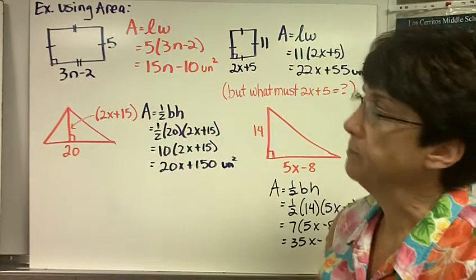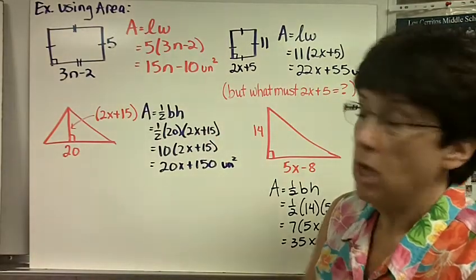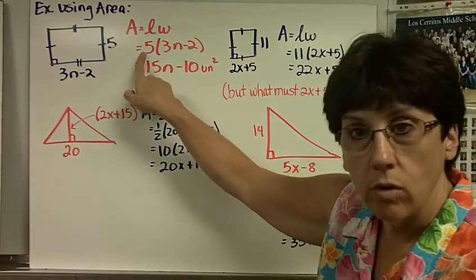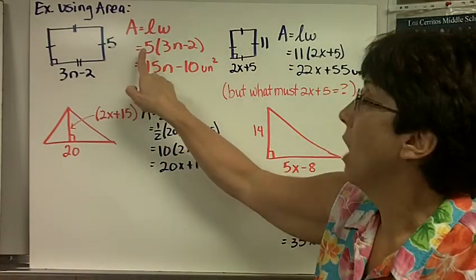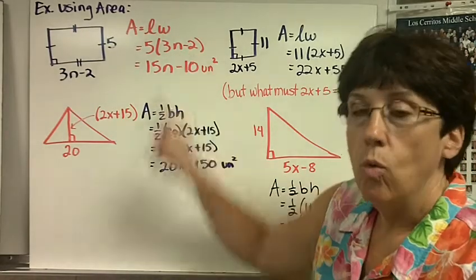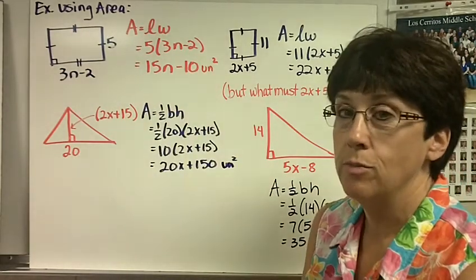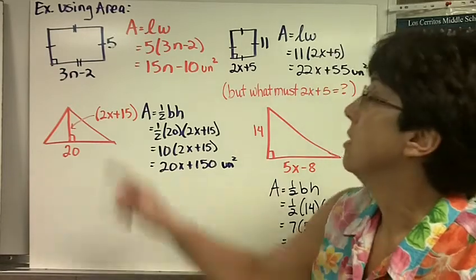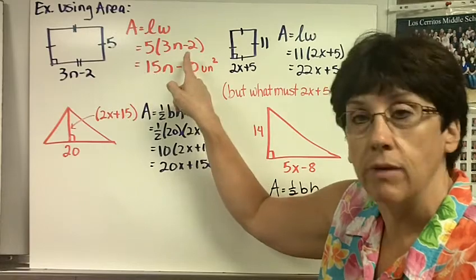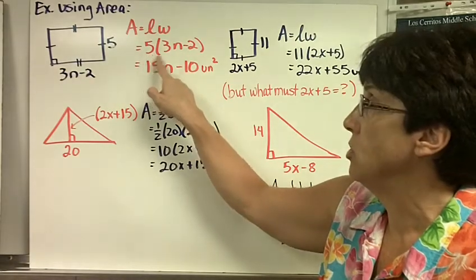Then we substitute. So, remember how I said this was the length? But that's not what I wrote. I changed the order. I wrote 5 times the quantity 3n minus 2. Well, I can change the order in multiplication because of the commutative property. So I'm going to do it because I like to multiply going from left to right. And that's how I'm teaching you to do it.